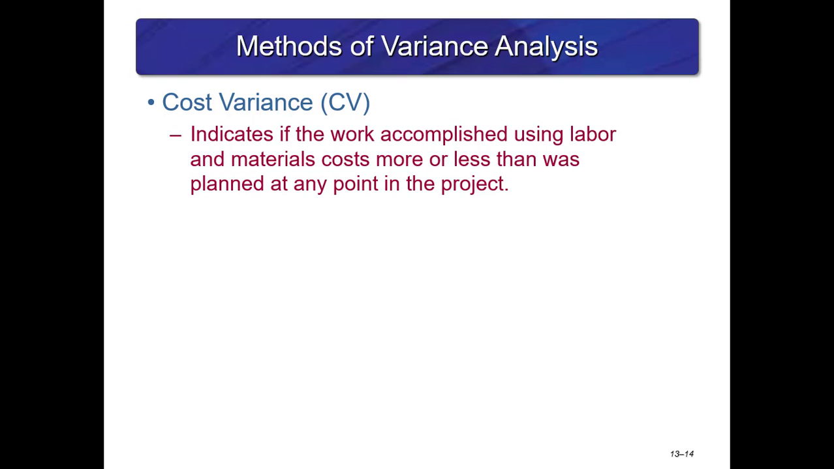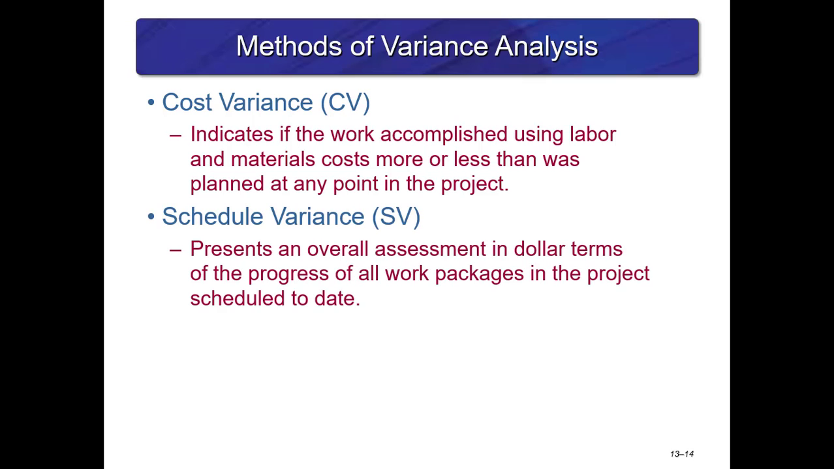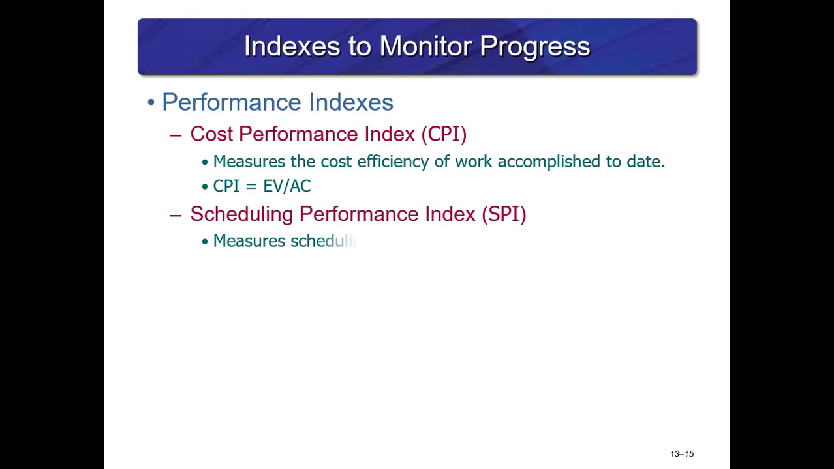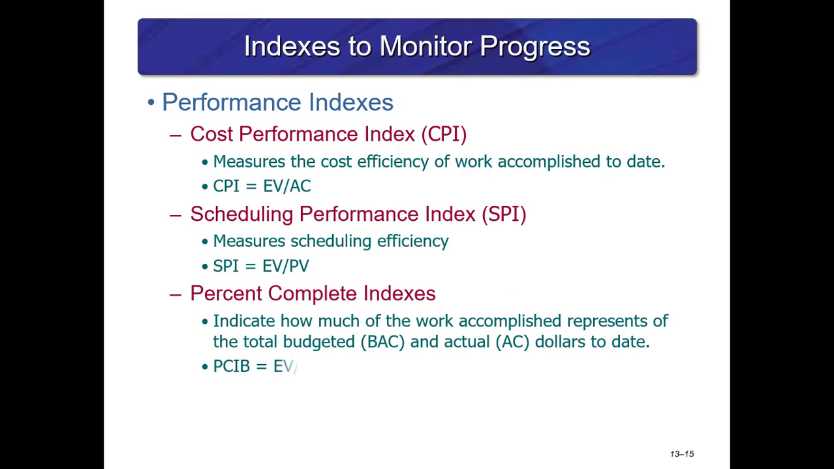Cost variance indicates if the work accomplished using labor and materials costs more or less than was planned at any point in the project. Schedule variance presents an overall assessment in dollar terms of the progress of all the work packages in the project that have been scheduled to date. Some indexes to monitor project progress include the CPI, Cost Performance Index, the Schedule Performance Index, and the percent complete indexes.